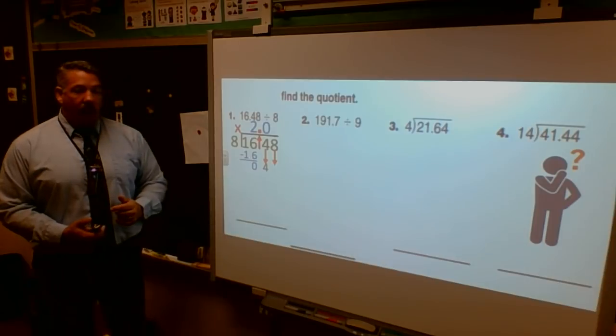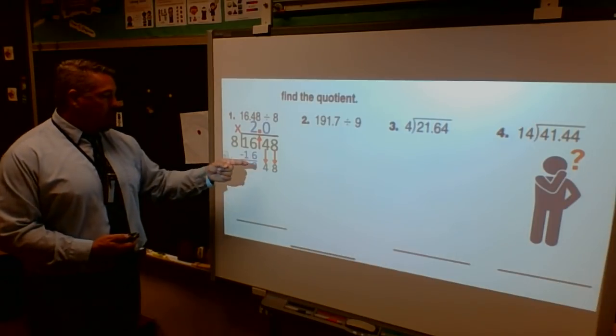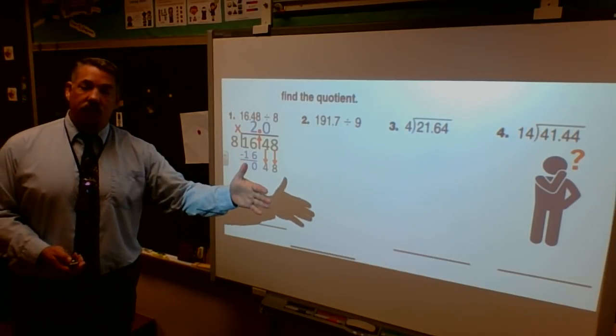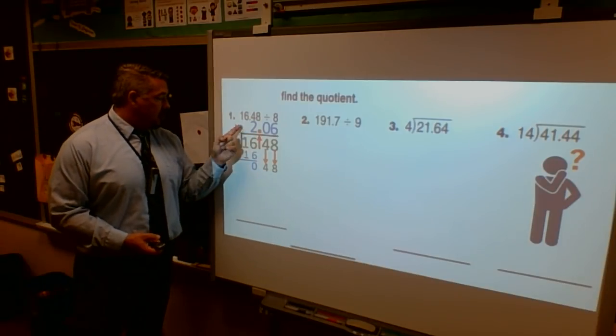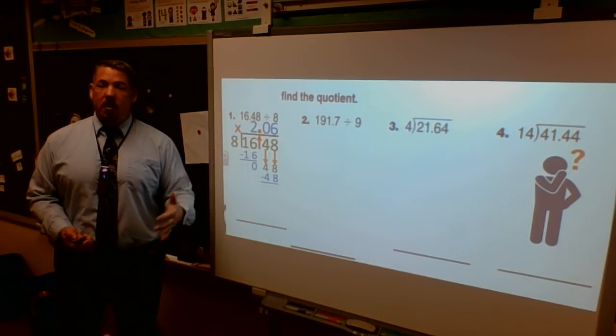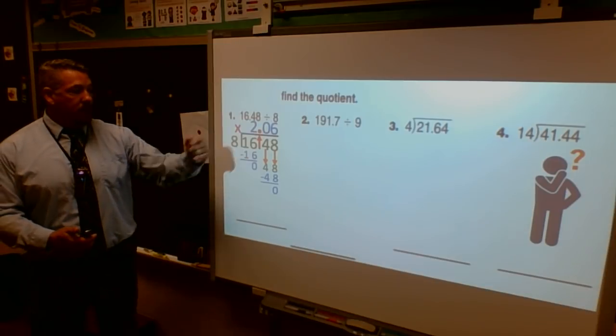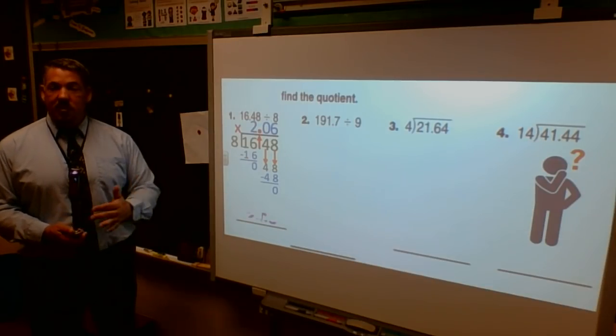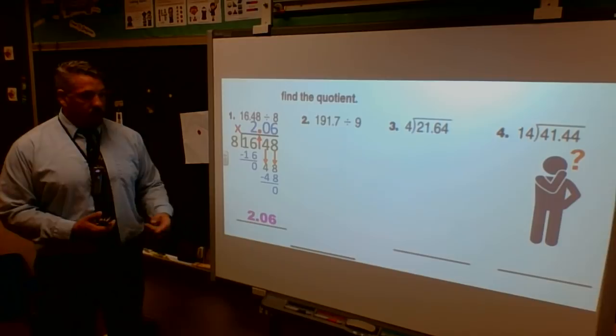So I'm going to bring down my 8 instead, which is going to give me 8 going into 48, and that is an even number. So I'm going to take 6 times 8, which is 48, and I have a remainder of 0, which lets me know that that is my final answer. So I have 2 600ths for my final answer.